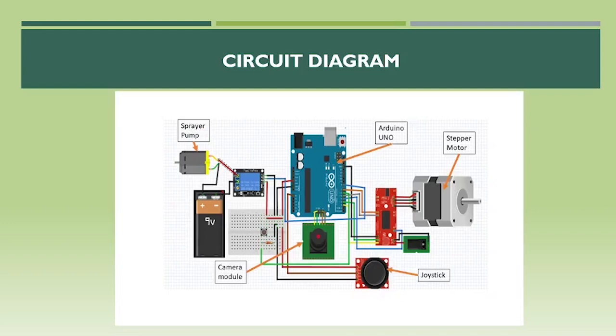So this is the circuit diagram. We have the Arduino Uno, the microcontroller that controls the input from the camera. We have a stepper motor. The stepper motor will move the camera horizontally through the vertical farming. And then we have the spray pump that is attached with a relay. So Arduino will also control the relay.